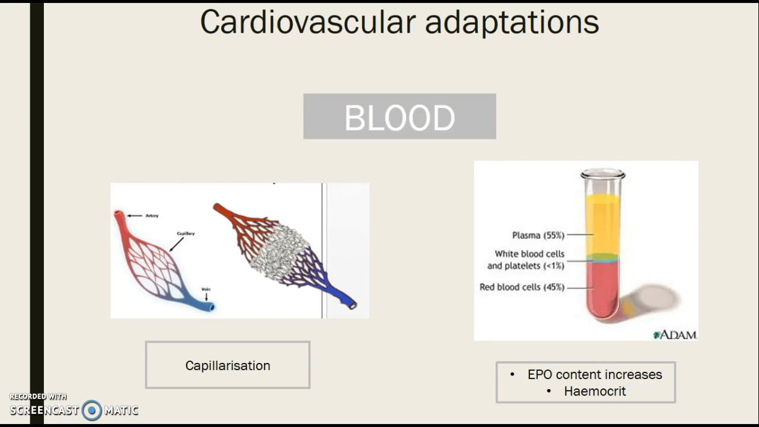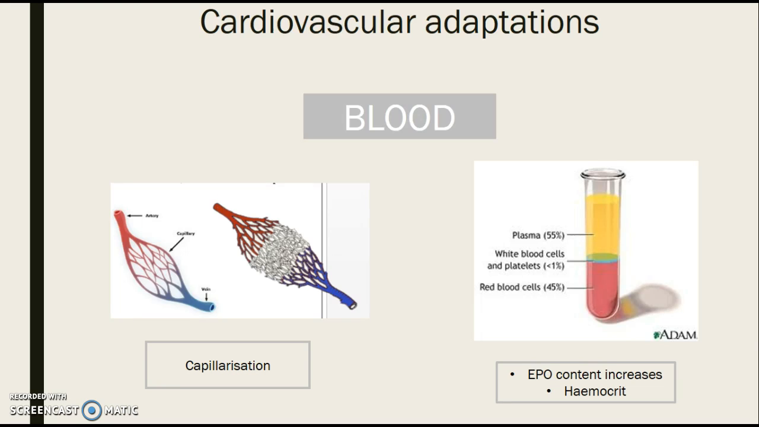EPO stimulates hematocrit. So there's an increase in red blood cells. There's a larger hemoglobin content, therefore there's a larger amount of oxygen available. Here we can see the makeup of blood. Blood plasma increases. This results in the viscosity staying the same, which is a positive.